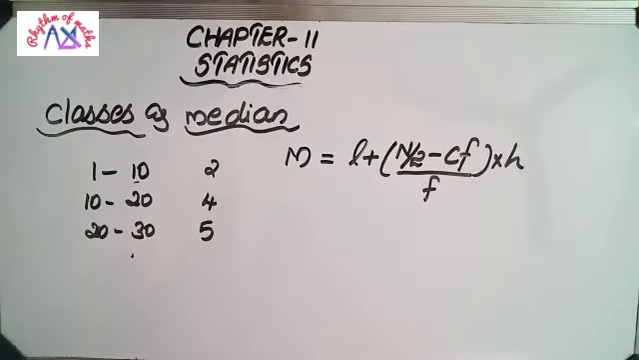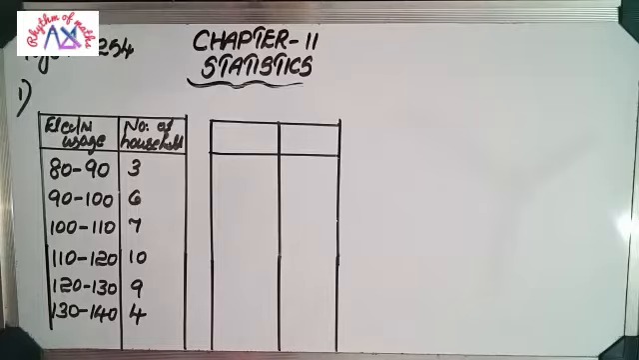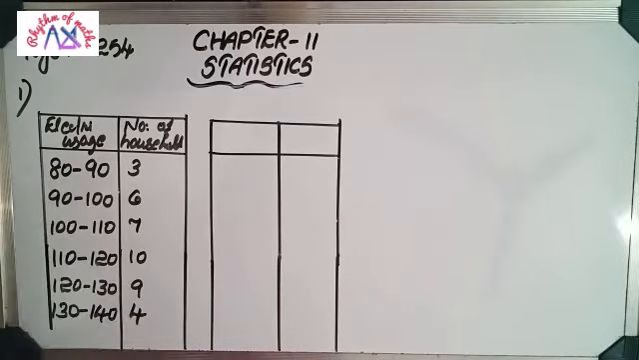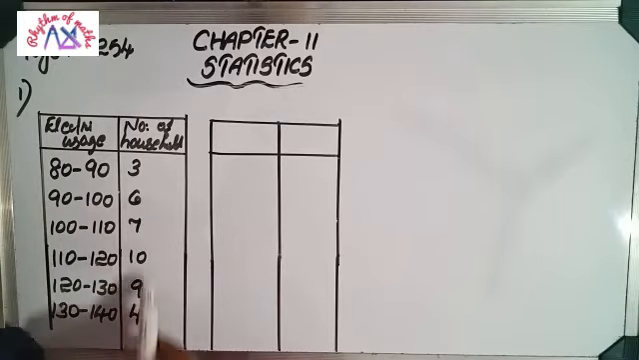So, page number 254, first question. The table shows some households sorted according to their usage of electricity. Calculate the median usage of electricity. In this question, electricity used by some households is given in units. 80 to 90 units of electricity is used by 3 households, then 90 to 100 is used by 6 households. Like that, data is given. We have to find the median usage of electricity.